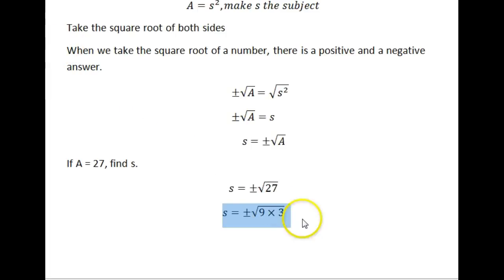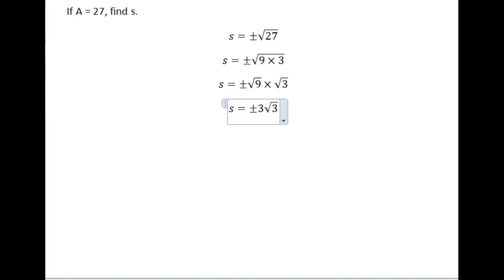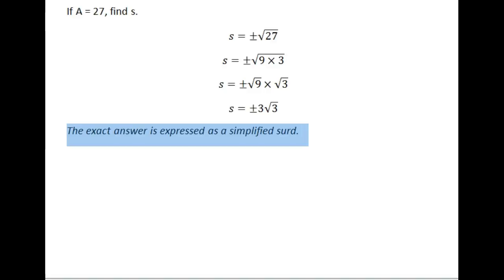Now if I have the square root of a product, I can separate them into their own square roots. And of course the square root of 9 is 3. So the exact answer for s is plus or minus 3 root 3. And that is the simplified surd. So in your CAS calculator, if you type in root 27, and you press enter, you will be shown the answer 3 root 3.